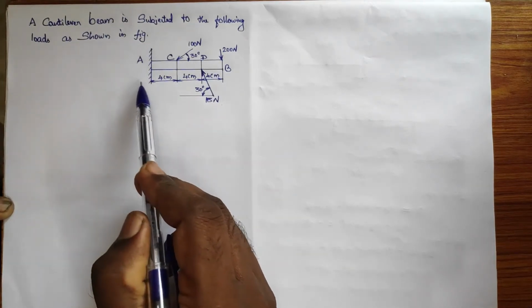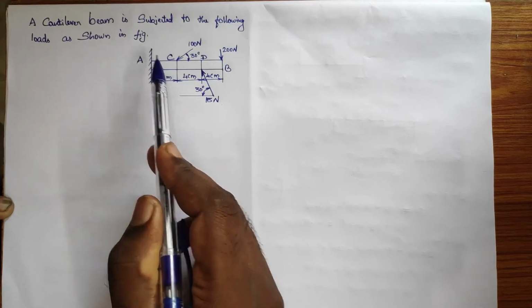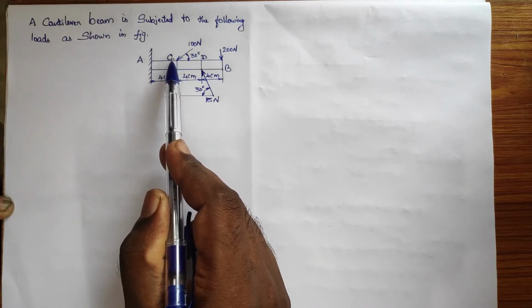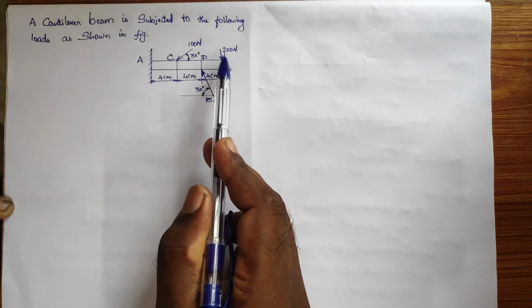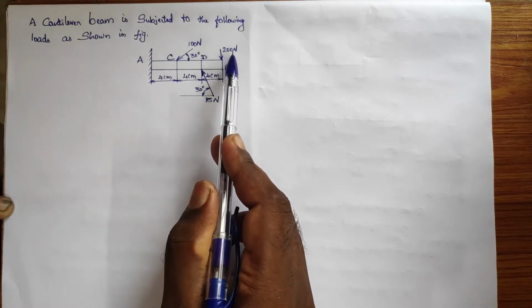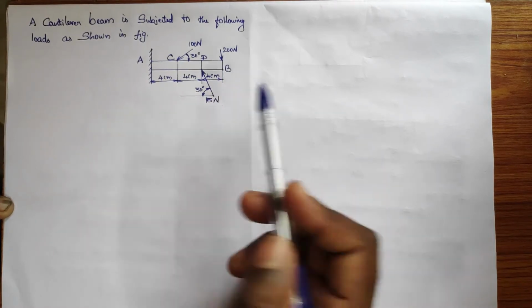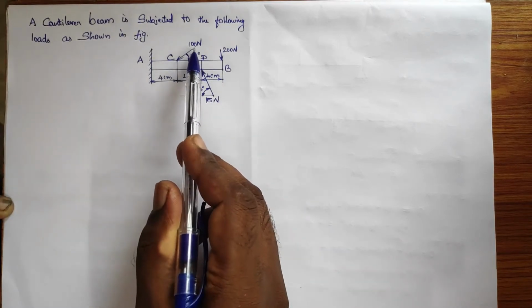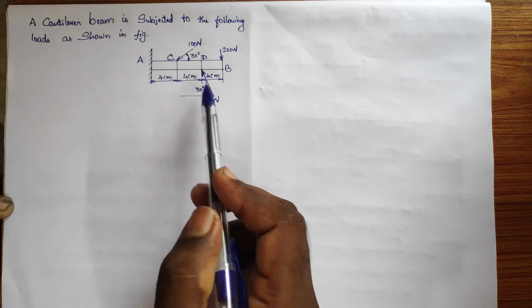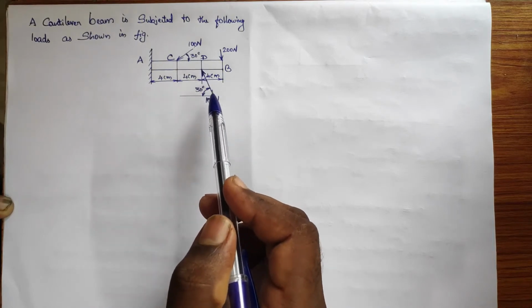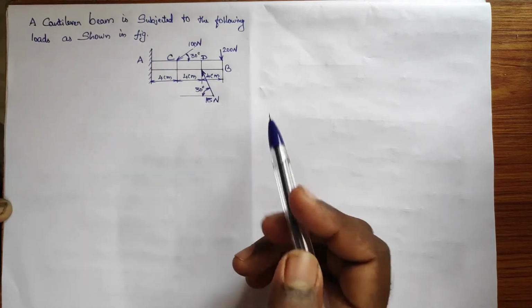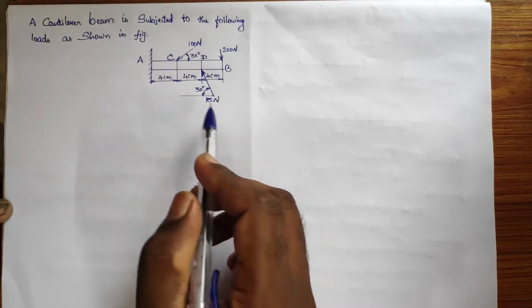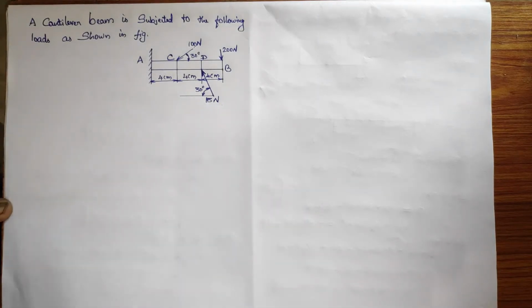One of the ends is fixed. A end is fixed, and at the end B, a 200 Newton force is there and it is free, without any kind of support. At the points C and D there are forces. One is an inclined force of 100 Newton, and the other at D is also an inclined force at 30 degrees, which is 50 Newton magnitude.